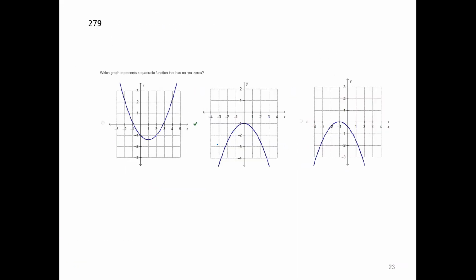Okay, last question, 279, you guys. Which graphs represent a quadratic function with no real zeros? Okay, so there's a lot of words there. So quadratic function is just a parabola, and a parabola either is like a happy face or it could be a sad face like that, okay?